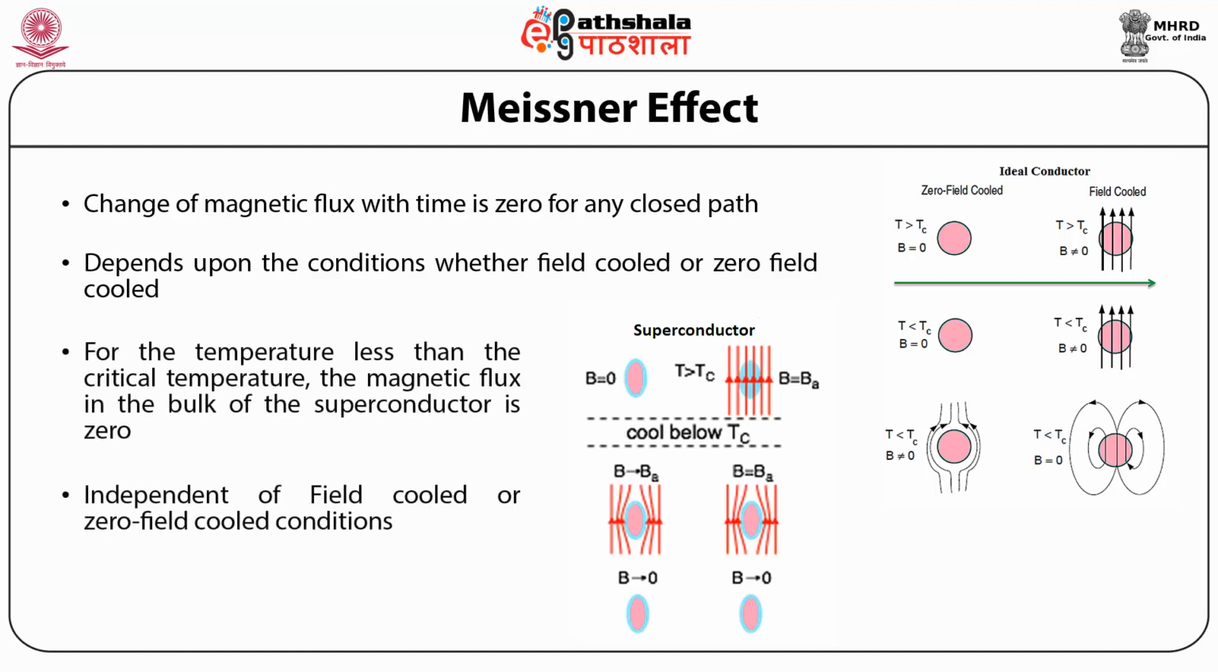But for temperature less than critical temperature, the magnetic flux in the bulk of the superconductor is 0, B equal to 0. For T greater than Tc, this magnetic field drastically changes. There is also clear-cut interesting behavior that in the case of a superconductor, magnetic fields are completely expelled from the interior of the material.